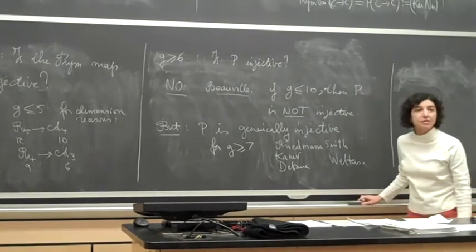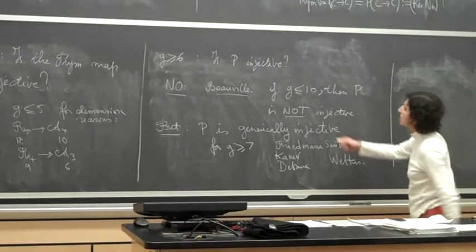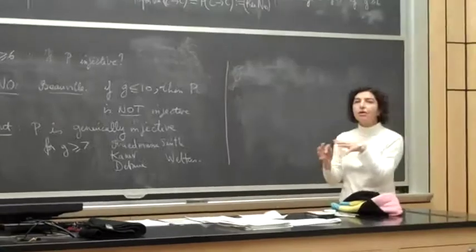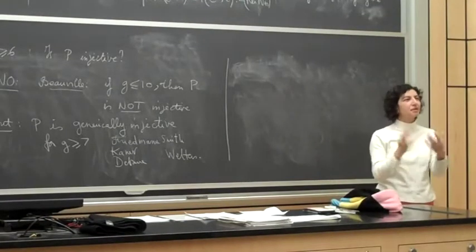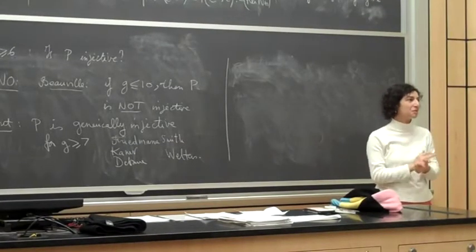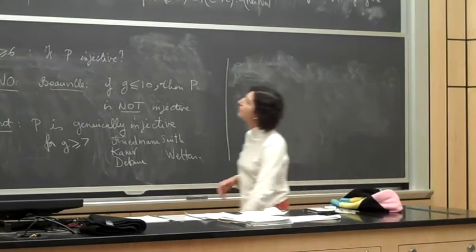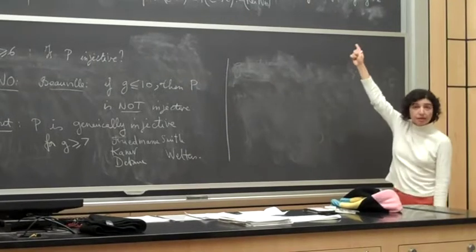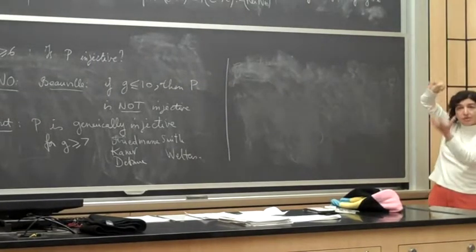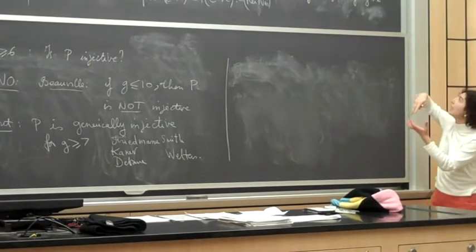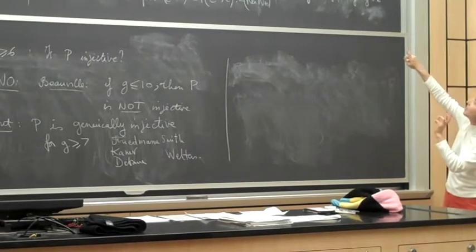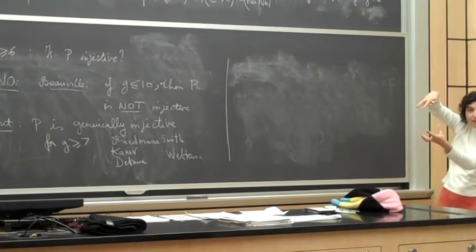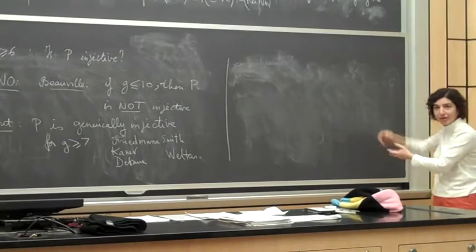What does generic injectivity mean? It means that, if your curve isn't too special, then the Prym map is injective. So you have this moduli space A_{G-1}. Sorry, no. It means you can find an open subset of R_G such that when you restrict the map to that open subset, then it's actually injective. Okay?